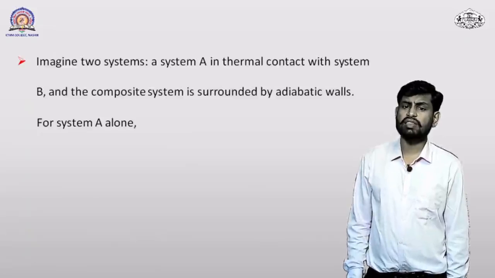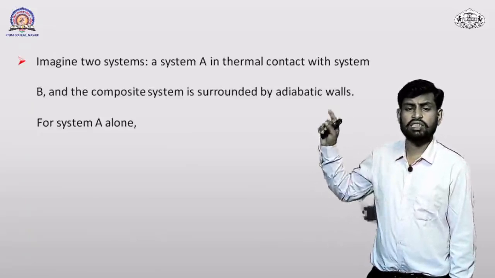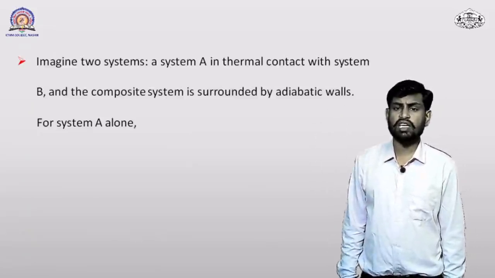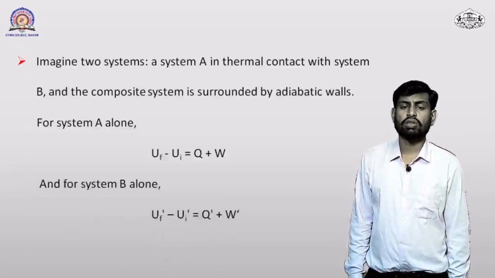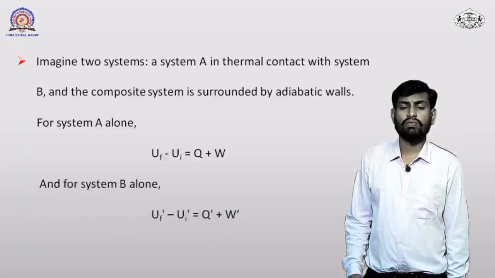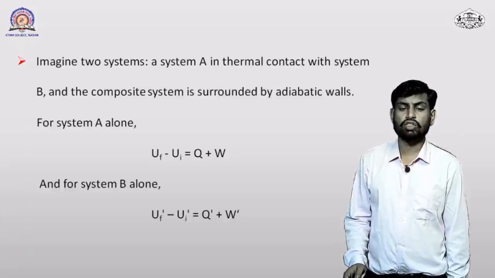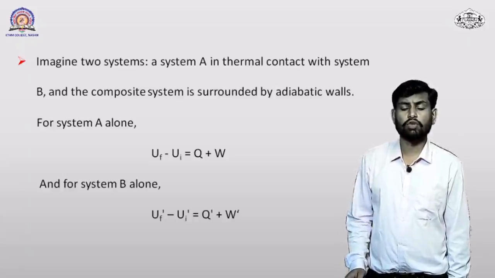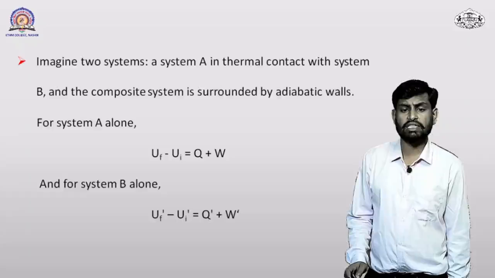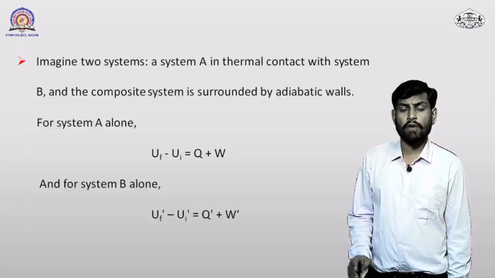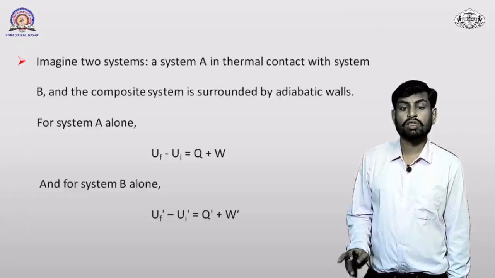Imagine two systems. System A is in thermal contact with system B, and the composite system is surrounded by adiabatic walls. For system A alone, the internal energy of the final state UF minus the internal energy of the initial state UI is equal to Q plus W, meaning heat plus work done. For system B alone, UF dash minus UI dash, meaning final state minus initial state of system B, is equal to Q dash plus W dash, meaning heat dash plus work done dash.